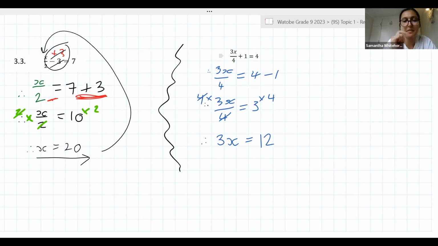And because we still have the coefficient that is linked to our x, we're going to divide that. We're going to divide both 3x and 12 by 3 to get x on its own. And then 12 divided by 3 is equivalent to 4.